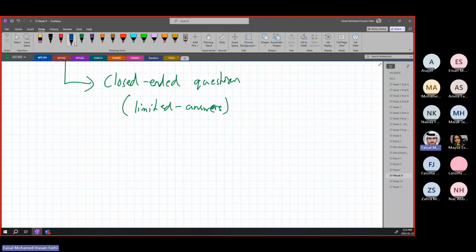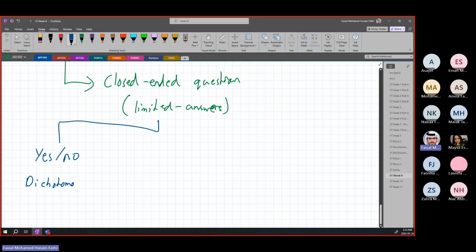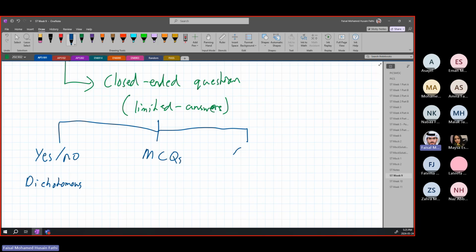As I said earlier, this is split into 3 parts. Yes or no questions, which are called dichotomous questions. Then there is multiple choice, MCQs. And then there are scales.